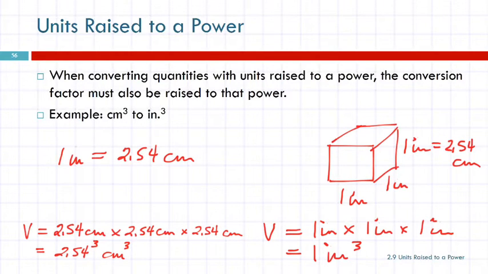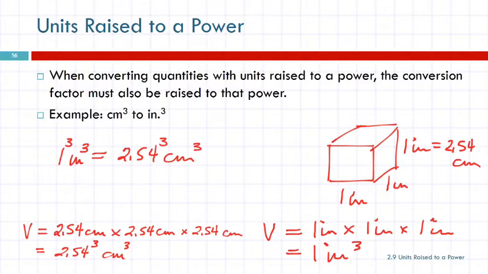2.54 is also cubed. A cubic inch is 2.54 cubed cubic centimeters. So if we cube the unit, then we also have to cube the number. Now, this 1 is also cubed, but when you cube 1, it doesn't matter.